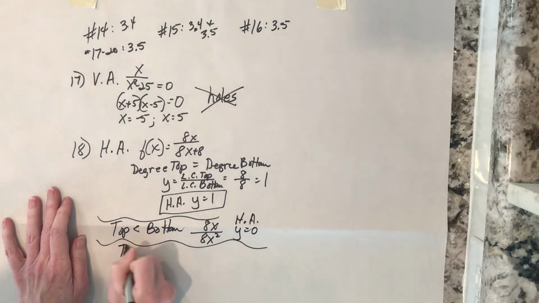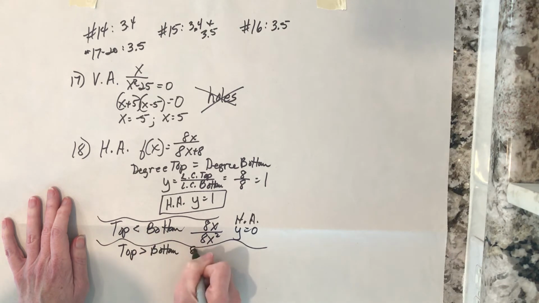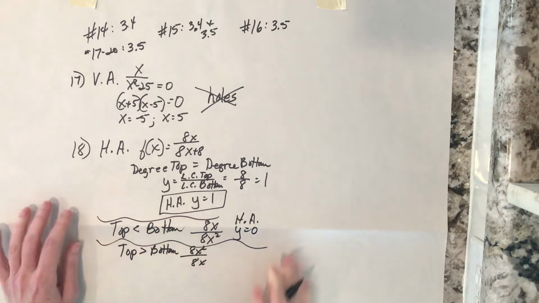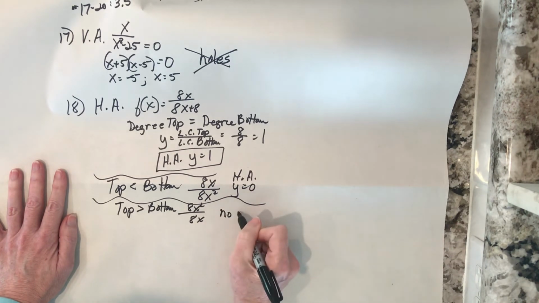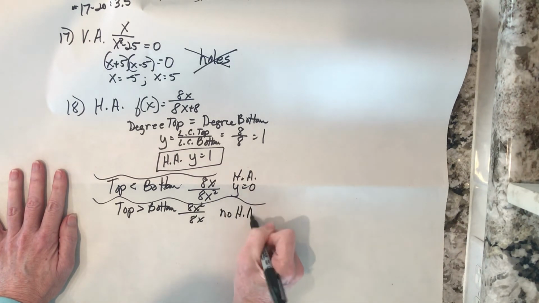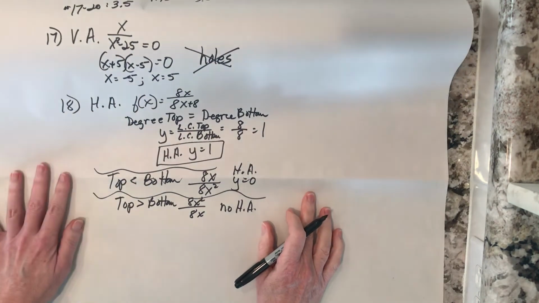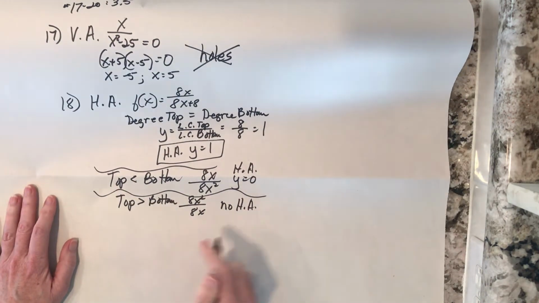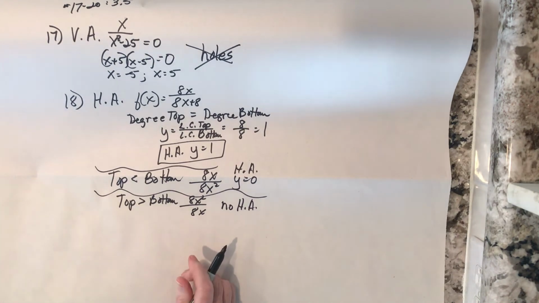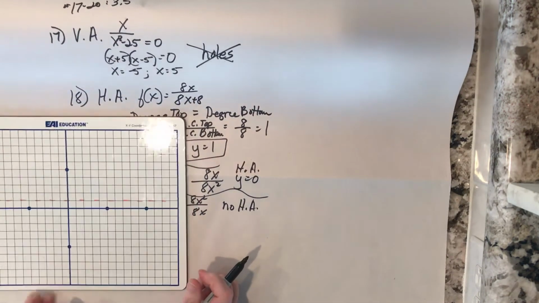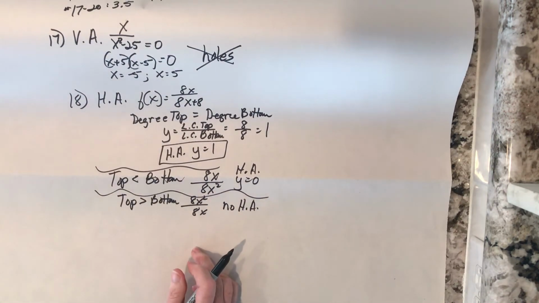The third case we could have is that the degree of the top is greater than the bottom. For instance, 8x squared over 8x. And in that case, you have no horizontal asymptote. None at all. So those are the three cases you could have with horizontal asymptotes. Oh, and then the one that we did, y equals 1, would look like this. The example I showed you is like what we were doing.